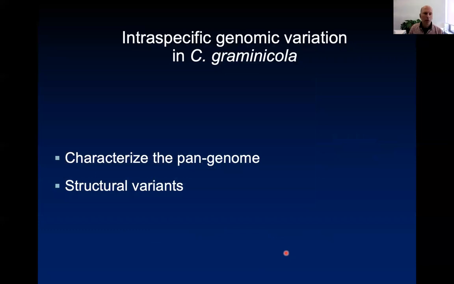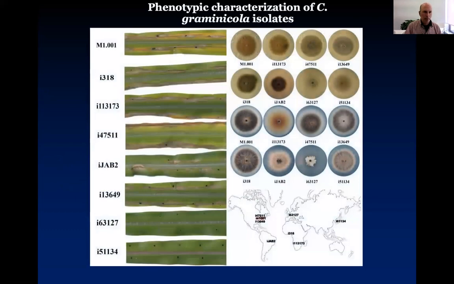Okay, so now I'm going to change to a different topic and talk about intraspecific genome variation in Colletotrichum graminicola. And the two main things that I'm going to present are some of our early work to characterize the pan-genome and also to identify structural variants. So at the time that we did these studies, we had a reference genome for strain M1001, and we had sequences for 7 other isolates that are listed here.